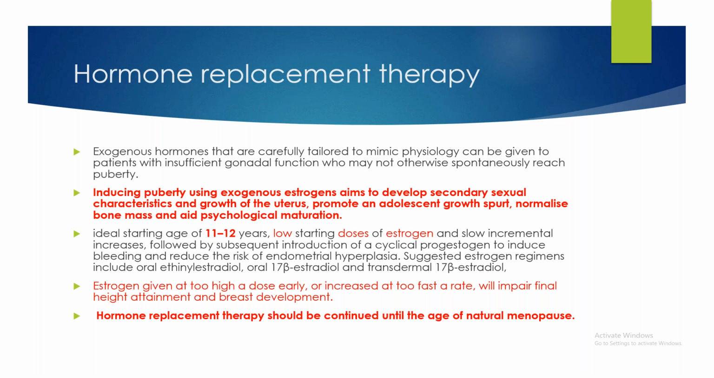You have to give the estrogen in incremental doses, and once the patient develops the withdrawal bleed, then you have to maintain it with consecutive estrogen and progesterone. But there is no proper agreement on which estrogen regimen to be followed. You can use oral ethinyl estradiol, 17-beta estradiol, or transdermal estradiol. But estrogen should not be increased too fast, because it will impair final height attainment or breast development. This HRT should be continued until the age of menopause.